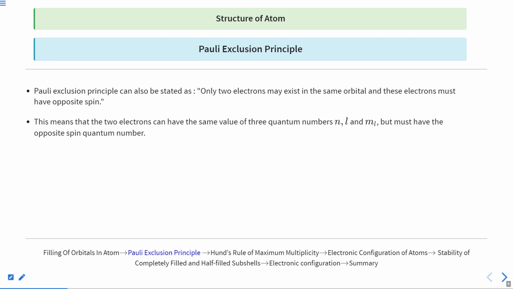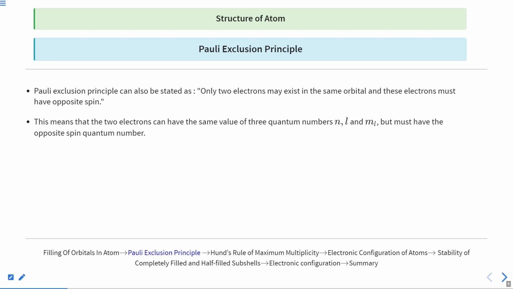So this gives rise to the way we fill electrons. In an orbital we know that 2 electrons can be filled, and there are 2 options for filling the electron: up spin or down spin. Now if you are filling 2 electrons in the same orbital, then the n value, that is the principal quantum number value, the L value, that is the azimuthal quantum number value, and the ml value are all the same.